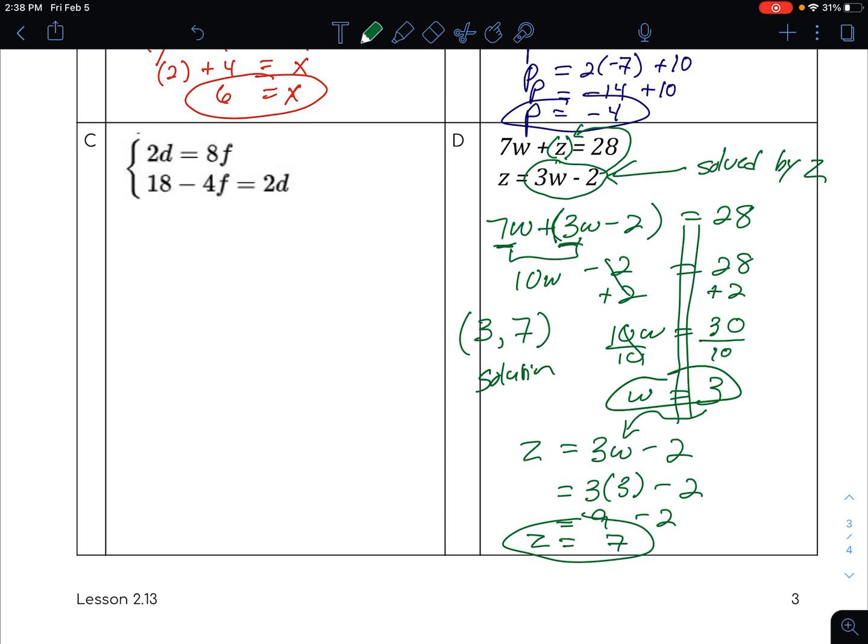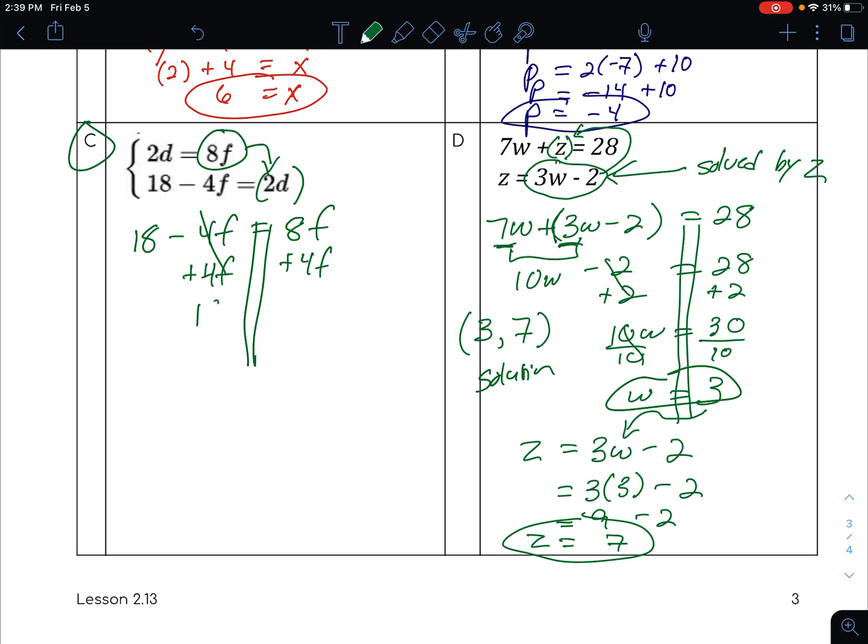All right. I think I'm going to stop there and check the 3 answers. If you would like to do part C, then you certainly can try that one. The method that I would use here is, since we have 2D equals 8f, in the second equation you can substitute 8f in for 2D since they're equal to each other. That is going to be the equation that you would have. And then you get the f's onto the same side of the equation. So 18 is equal to 12f. And then divide by 12 and solve from there and plug it back in.